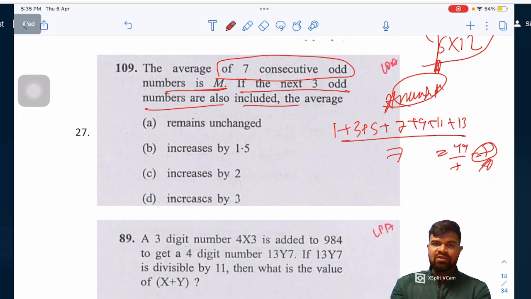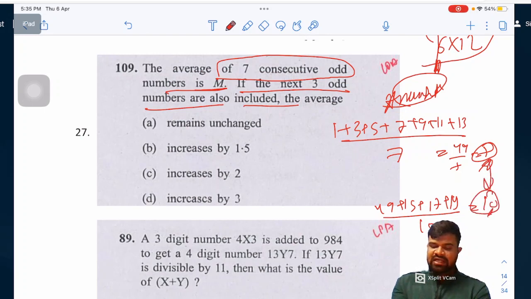Now, when 3 odd integers are added, that means 49 plus 15 plus 17 plus 19. Now it will be divided by 10 because now there are 10 integers. It will be 100 by 10, that is 10. So the average has been increased by 3.